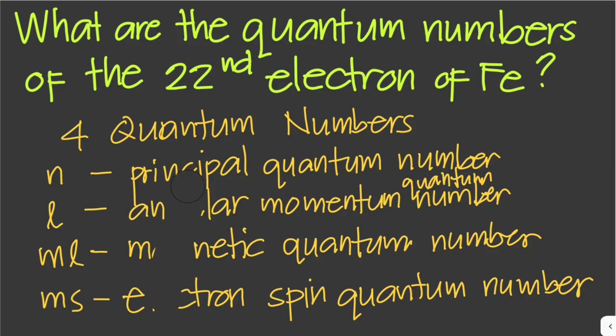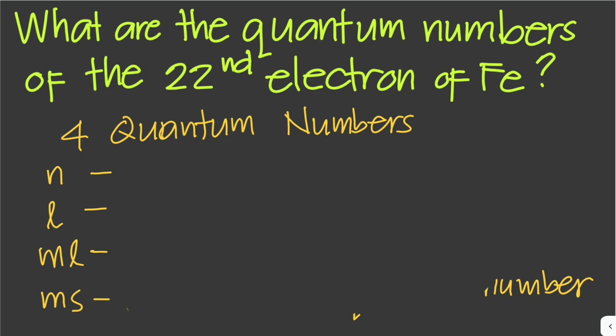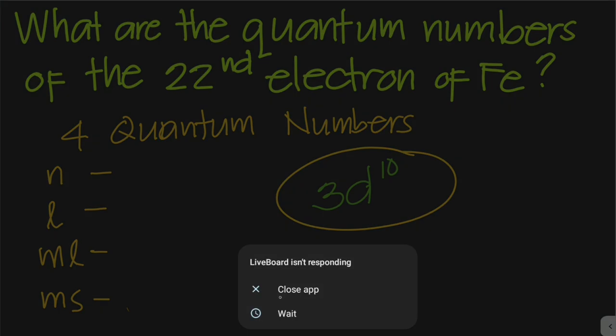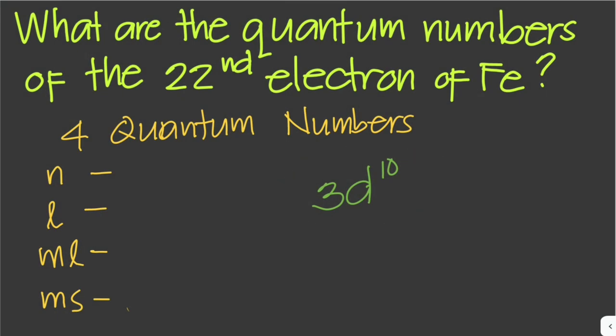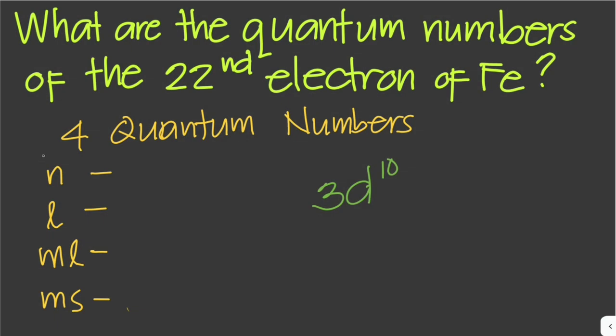Now, how do we determine them given an electron of an element? Let's say, for example, we're given here this electron 3d10. So how do we determine the 4 quantum numbers? To determine the principal quantum number n, the number in front of the electron is the principal quantum number. So n here is equal to 3.